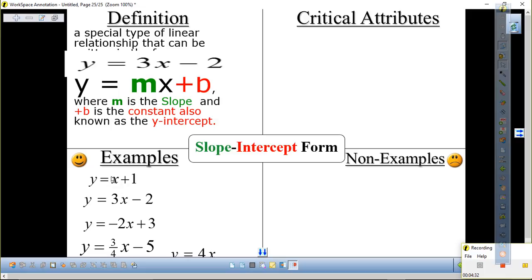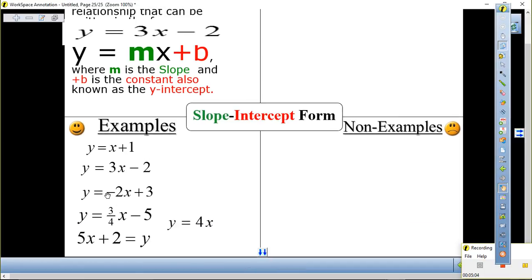Look at this one. What is the coefficient of x here? 1. So my slope is 1. And my y-intercept? 1. Let's go to the next one. What is my slope? Negative 2. And my y-intercept? 3. How about this one? Slope is 3/4, and my y-intercept is negative 5. This one? Slope is 5 and y-intercept is 2. Slope on this one? 4. And my y-intercept?